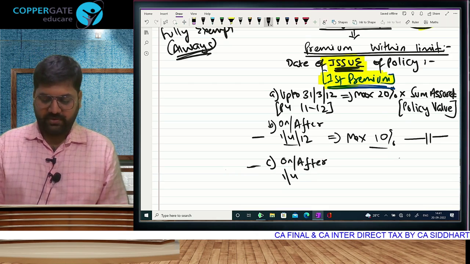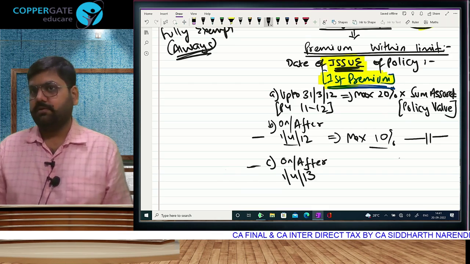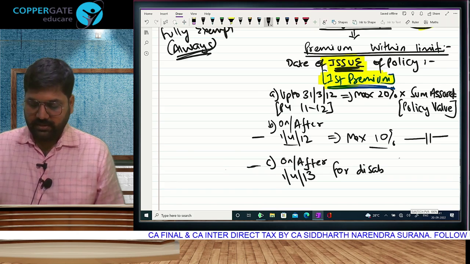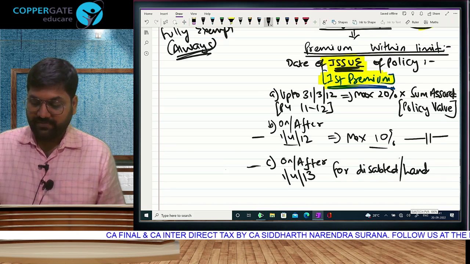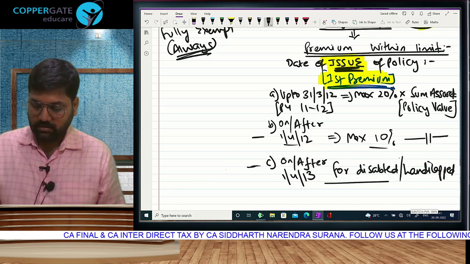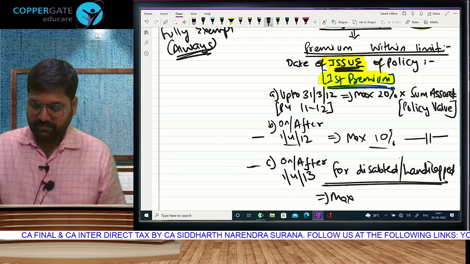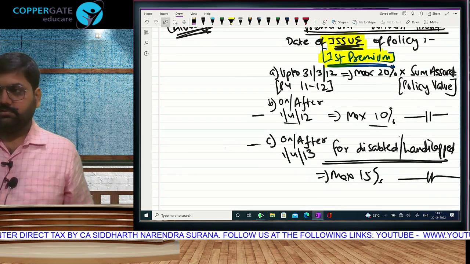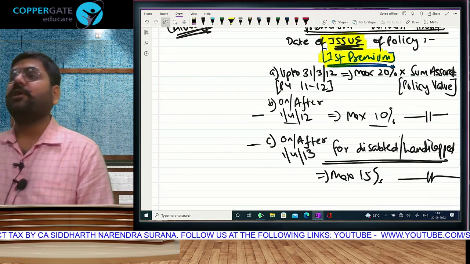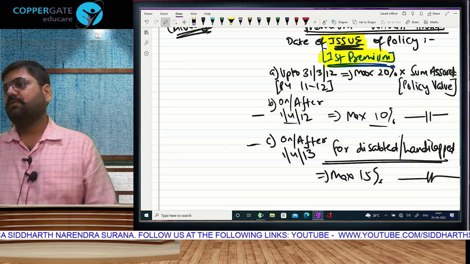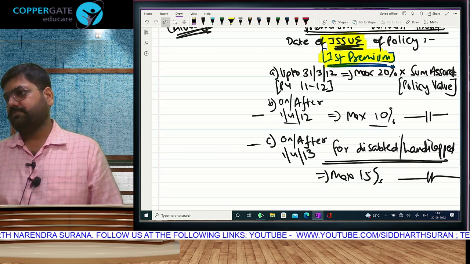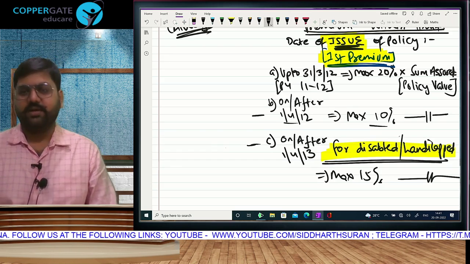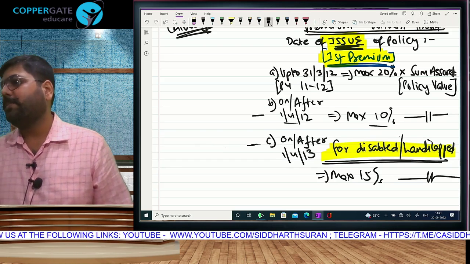Policy taken on or after 1/4/13. That's the very next year. And this policy is taken for someone who is disabled or handicapped. It can be physical or mental. We are increasing the limit to a maximum of 15% of the sum assured. So any policy taken from 13, 14 onwards, it will become 15% of the sum assured, only for policies taken for policyholders who are disabled, suffering from disability, who are handicapped, only for them.